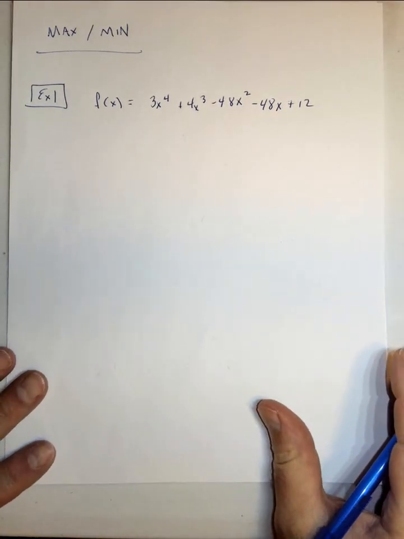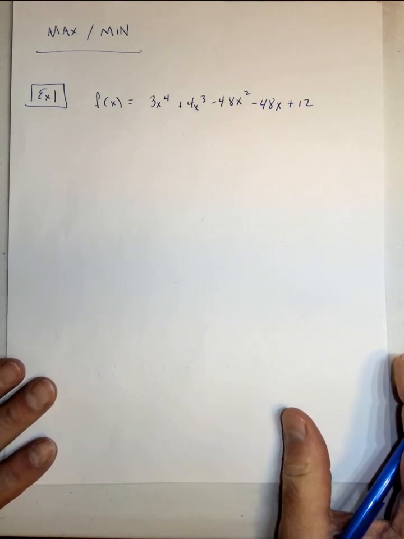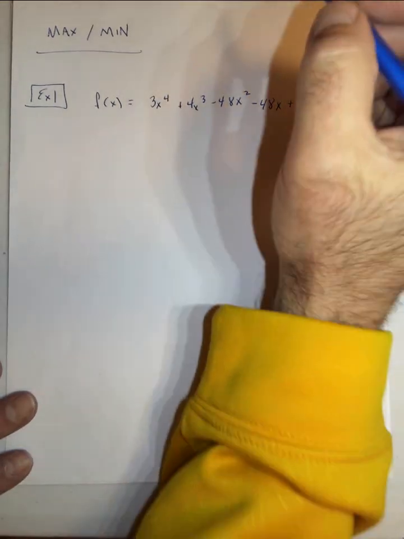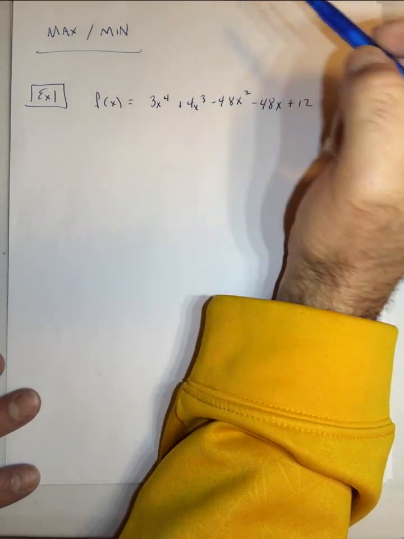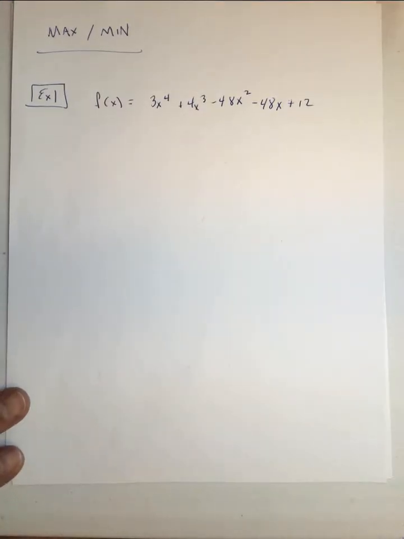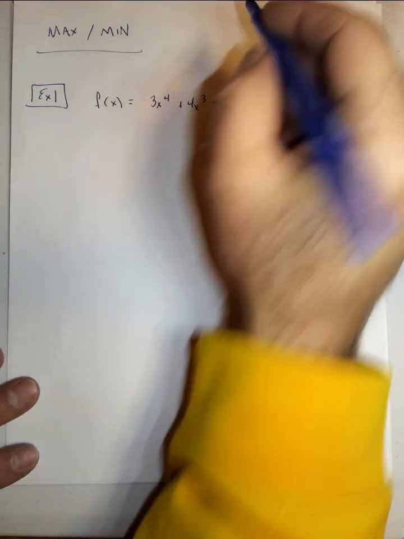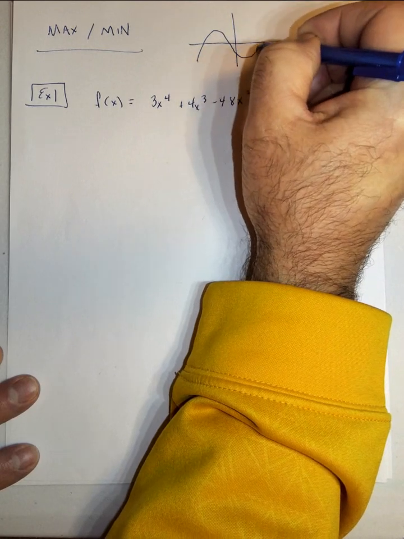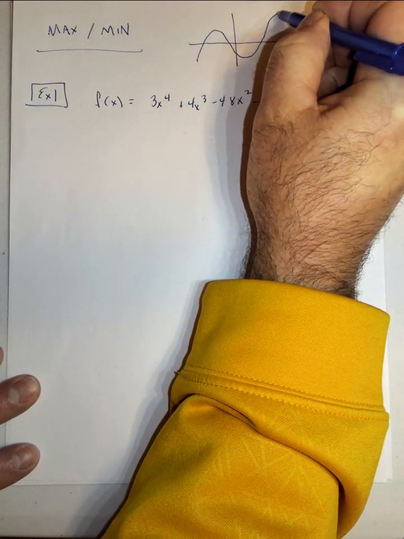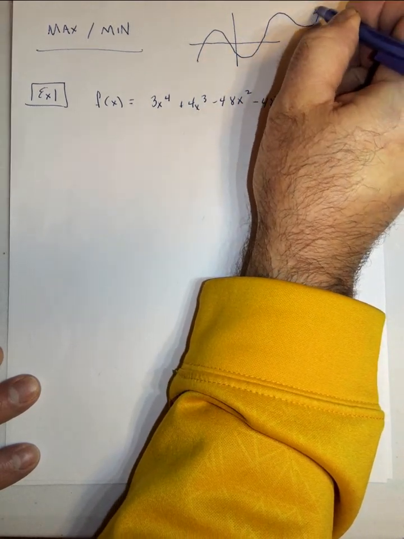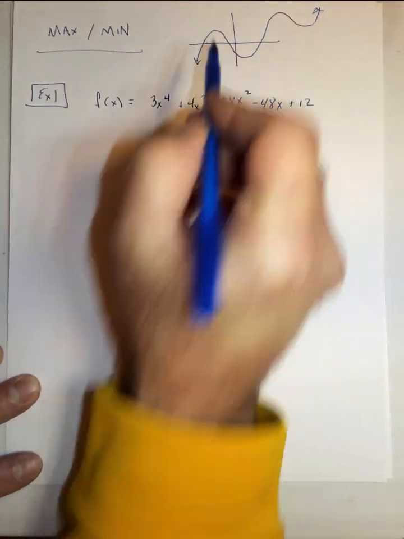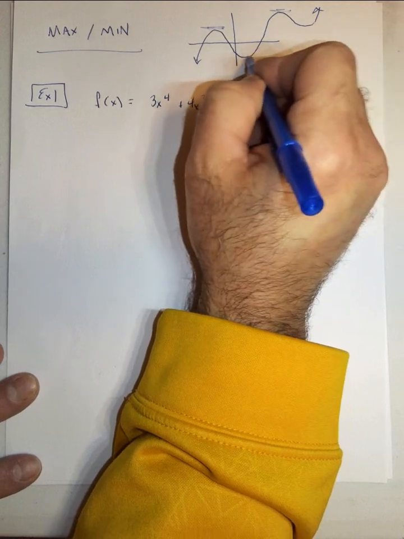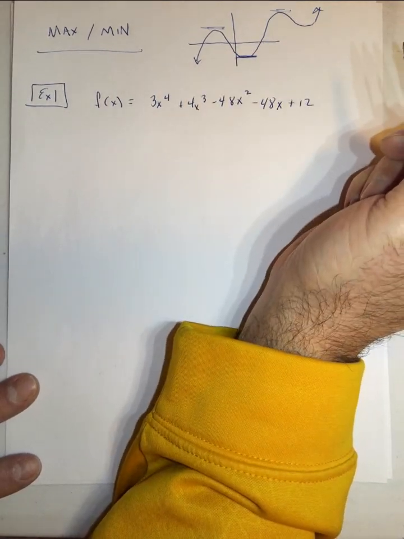Okay, Highlanders, it's time to talk about max and min. So remember the concept here with your maximum and minimum values, and we're talking about relative max and min. So for example, if you have a function that happens to look like this, some sort of polynomial function where we have two relative maximums and then one relative minimum.